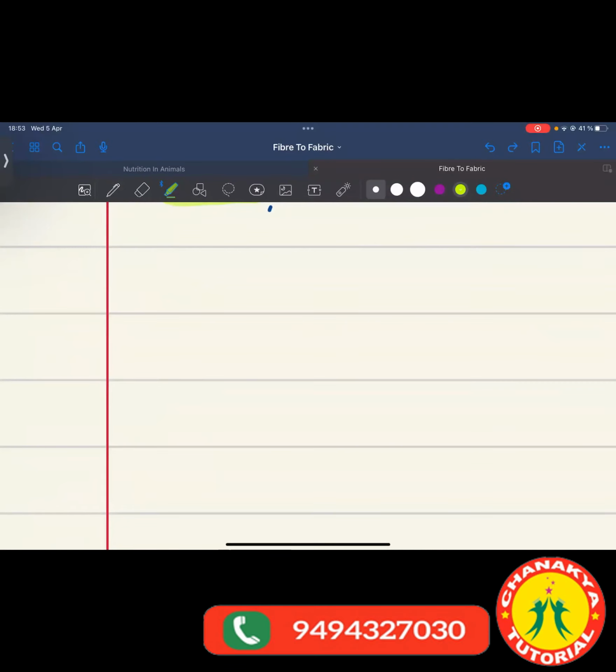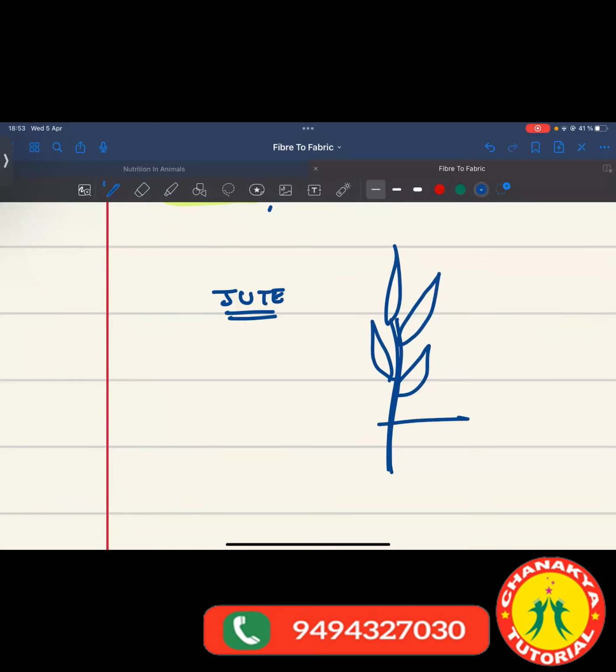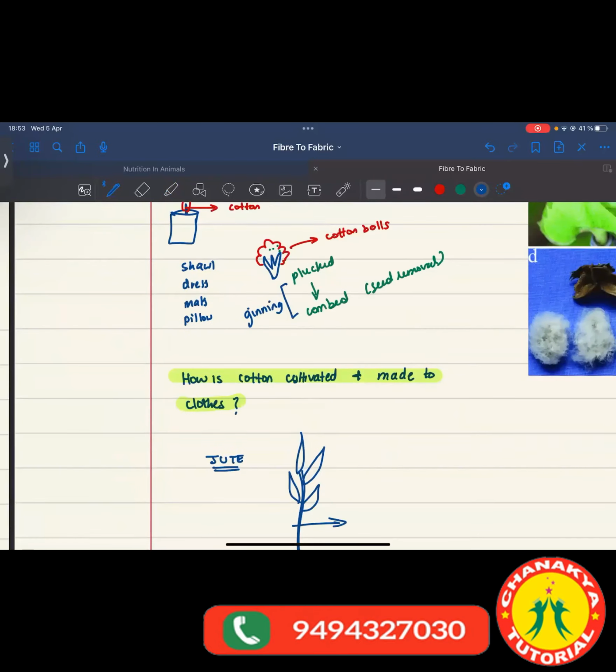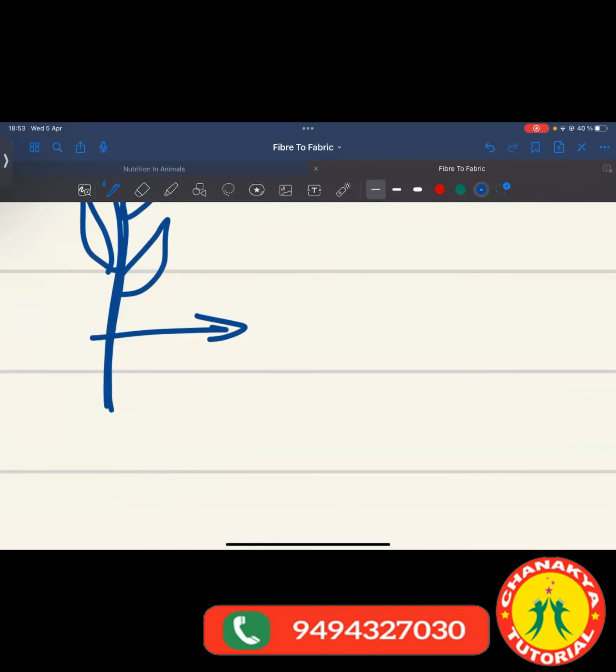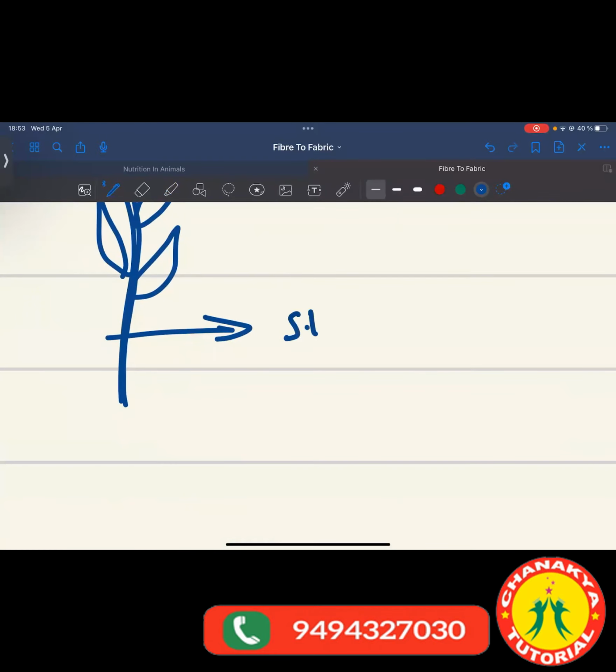So here in jute, you have stems. You have jute plant stems. So the main source here is the cotton boll, right? And here the main source is the stem. All right, so jute fibers are obtained from the stem of the jute plant.